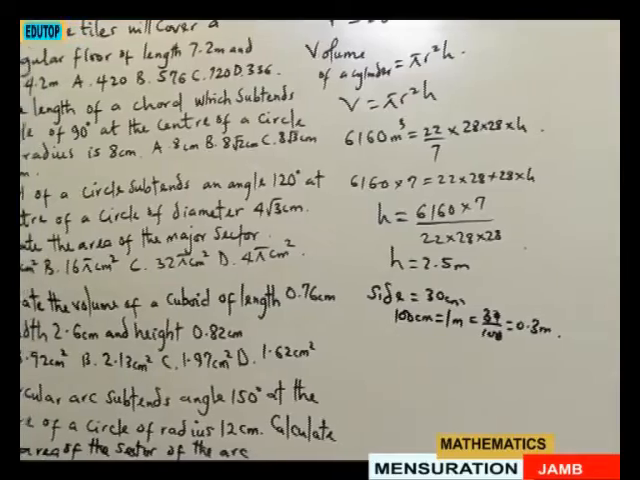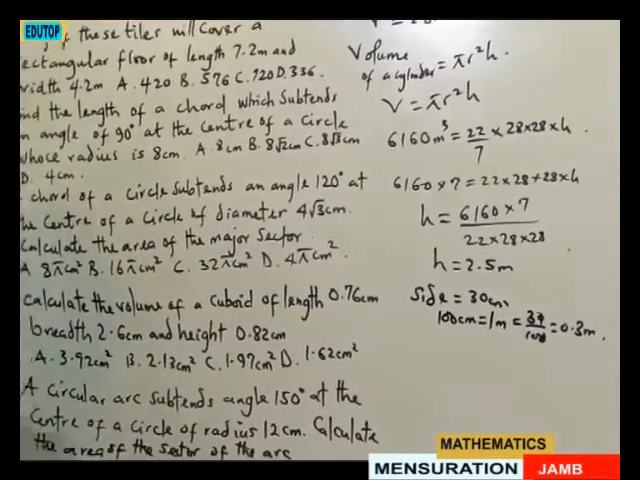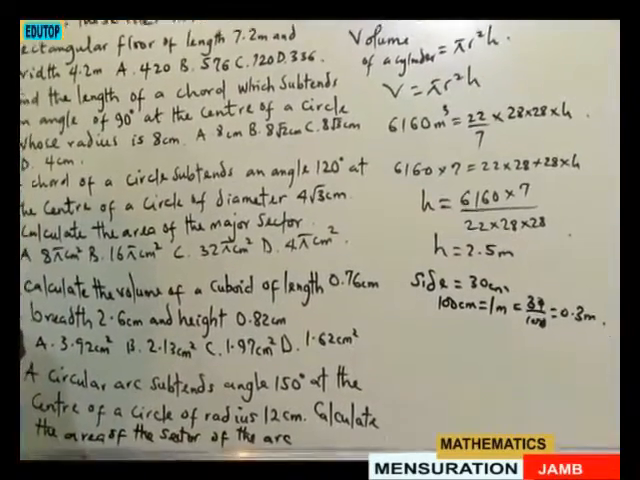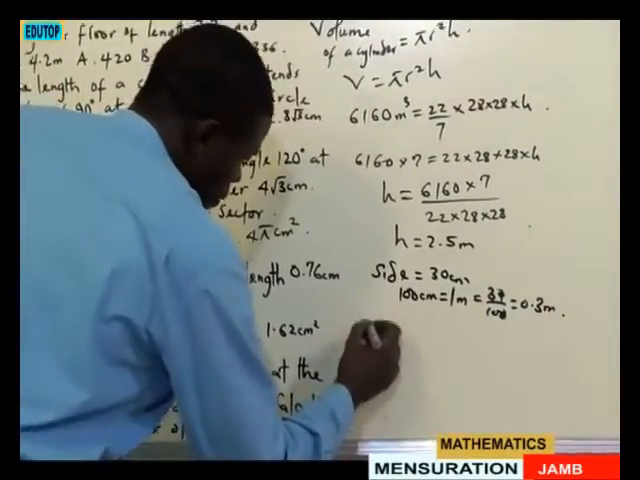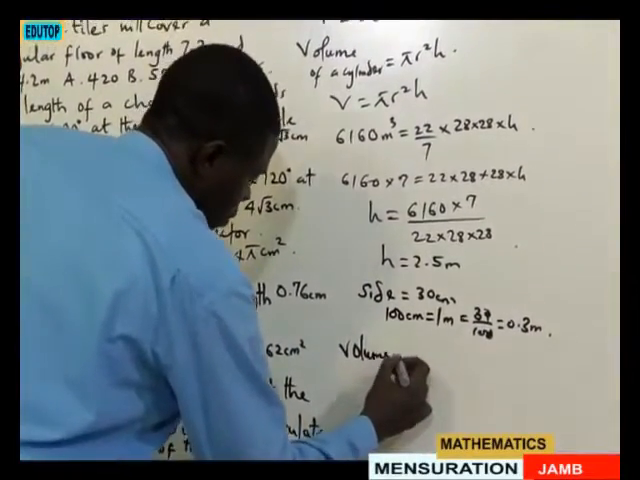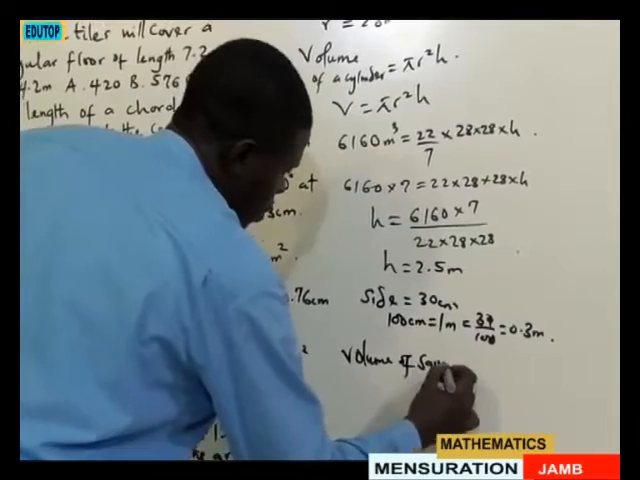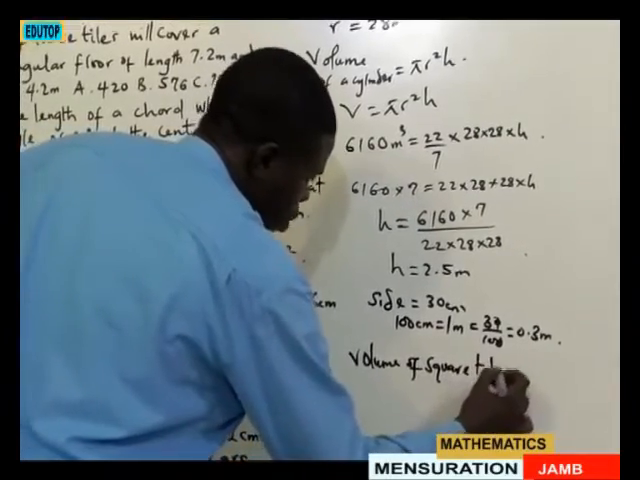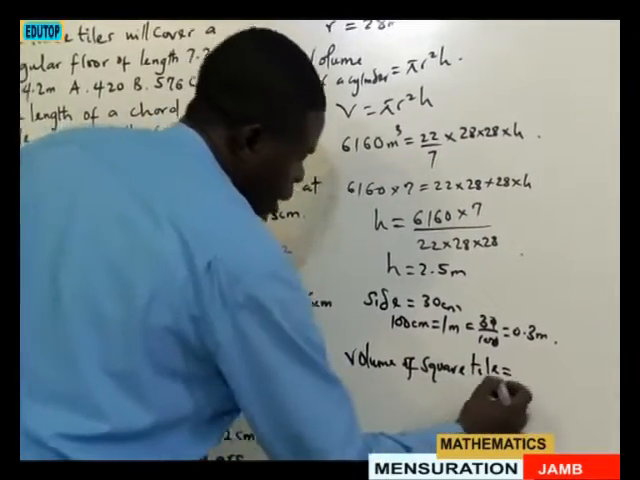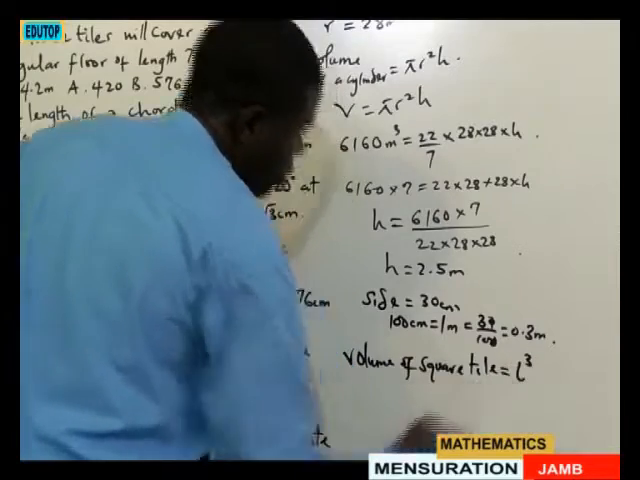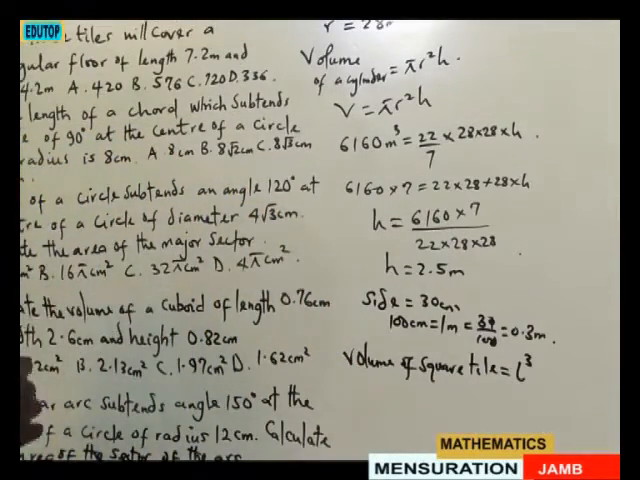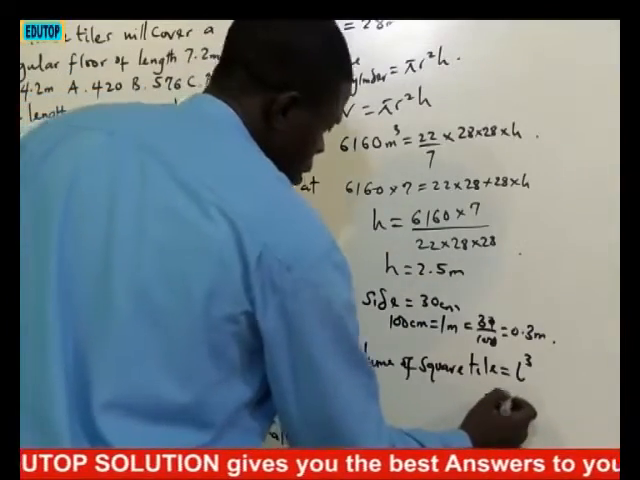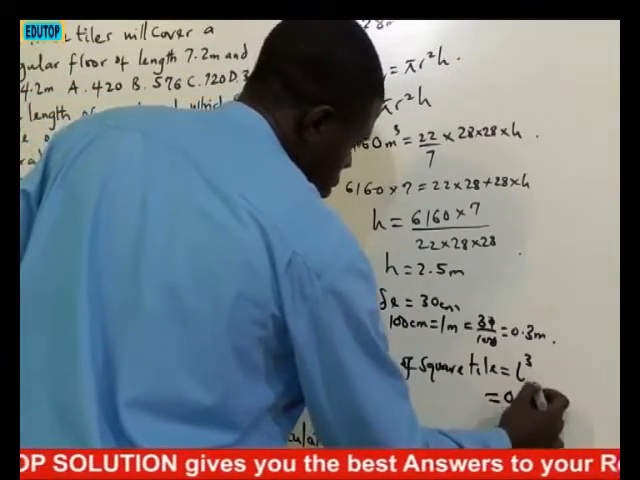So the question now says, let's calculate the volume of the square tile now. What's the volume of the square? That is L cube. So what is L cube? Our L cube is 0.3 cube.